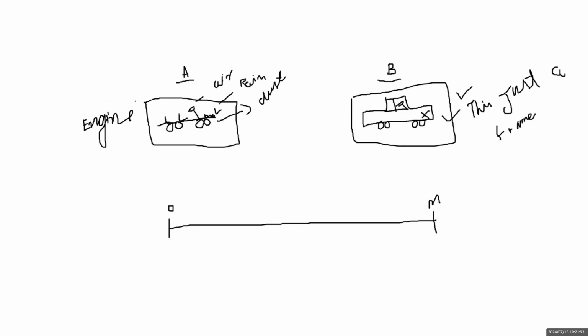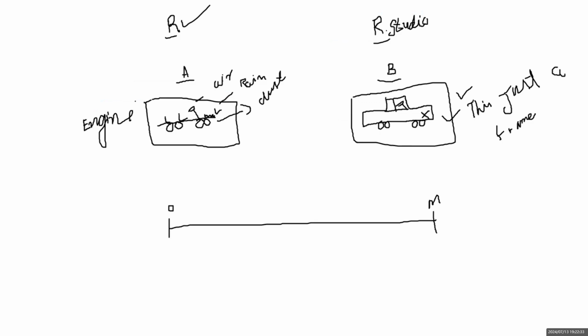If I say car A is the R and car B is the R Studio, it means you can run R without R Studio, but you can't run R Studio without R.